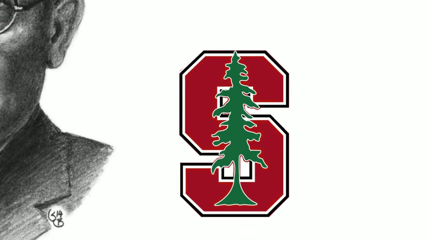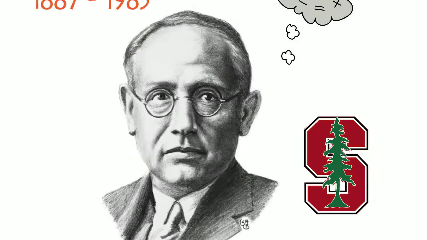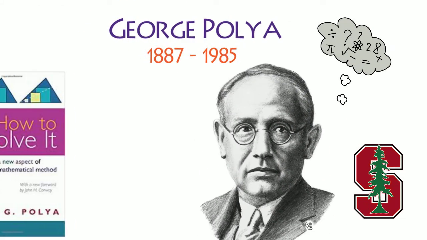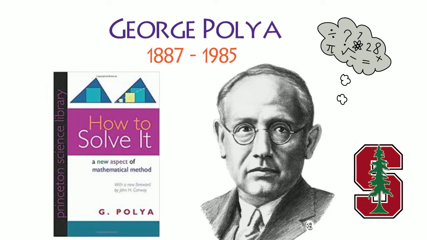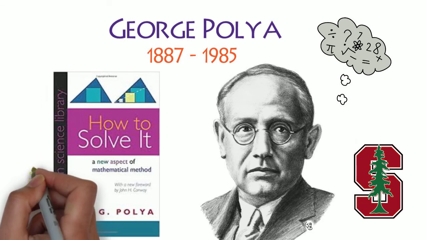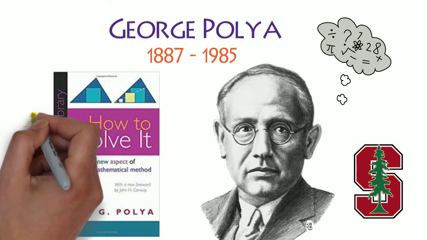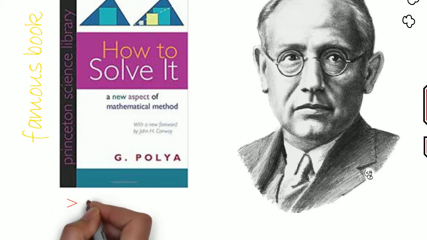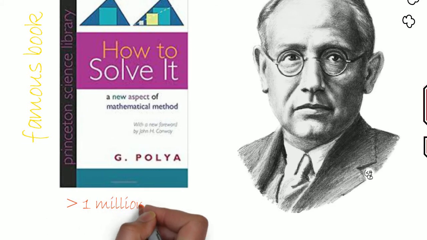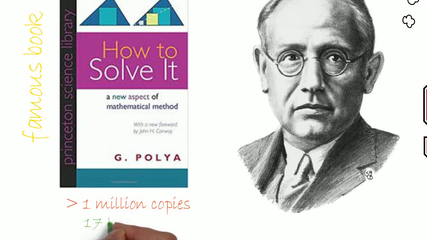Polya is perhaps best known for the 1945 book How to Solve It, in which he introduced the now widely used four-step problem-solving process. Written initially in German, the English version of the book was rejected by 4 publishers before Princeton University Press published it. Still in print today, it sold over 1 million copies and has been translated into 17 languages.